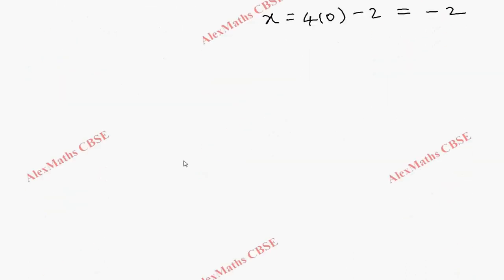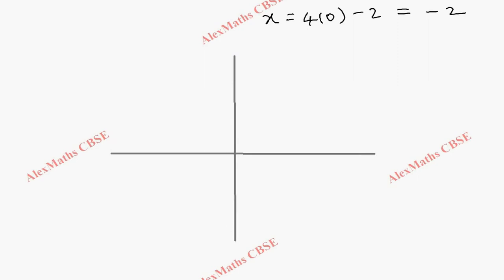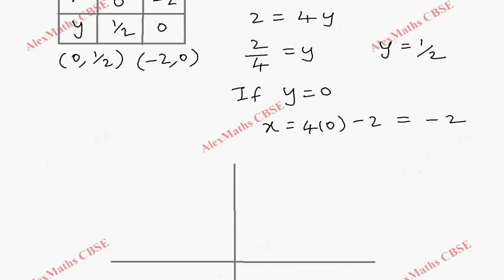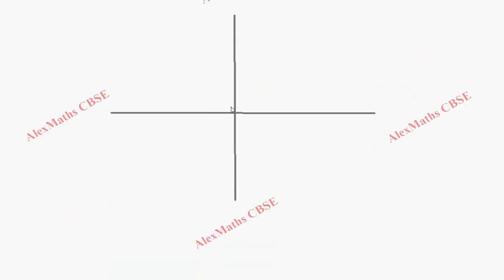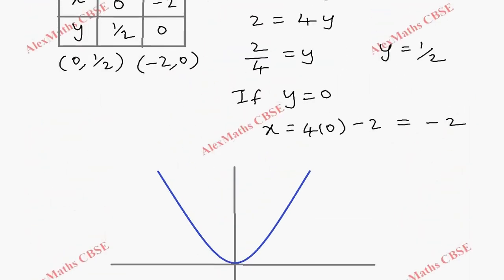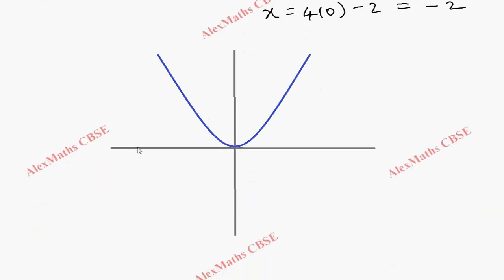We take x-axis and y-axis, and the first part of the graph is a parabola, which is open upward. Let's take the parabola. It is open upward and its vertex is at the origin. And coming to this line, we have to plot 0 comma half and minus 2 comma 0. Minus 2 comma 0 will be somewhere here, and 0 comma half will be somewhere here. So when we join this, we get the line, and we have to extend it further on both the sides.